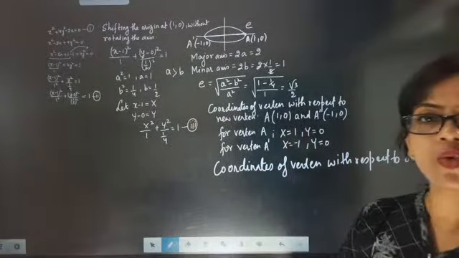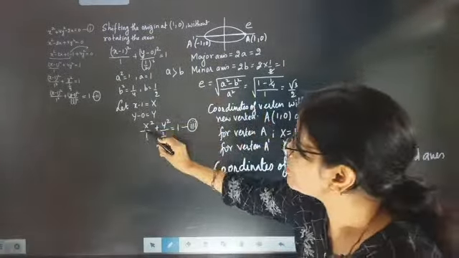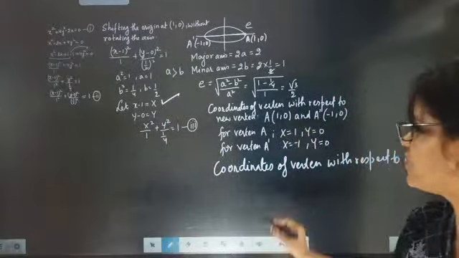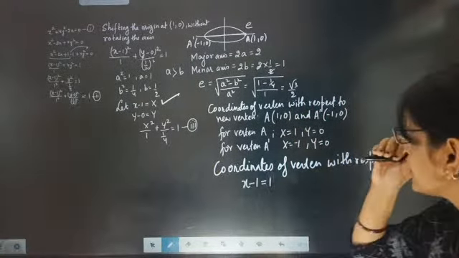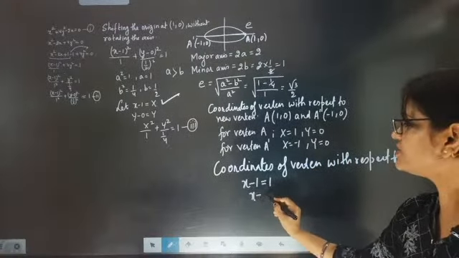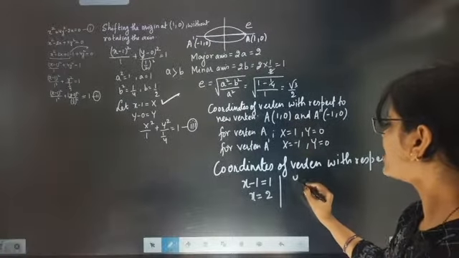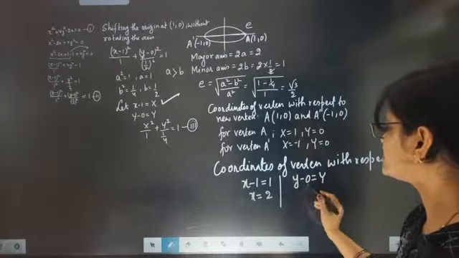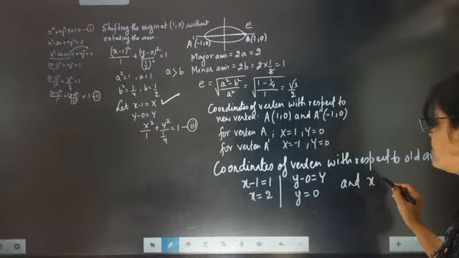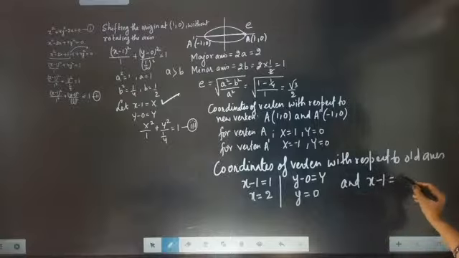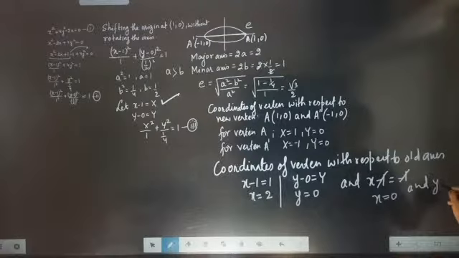For point A, what x value is coming? X value is coming as 1, beta, but actually what is the value of x? We have assumed x minus 1. So it will become x minus 1 equal to 1, it means x is coming as 2, and y minus 0 equal to y, so y equal to 0. And x minus 1 equal to minus 1, so x is coming as 0 and y is coming as 0.